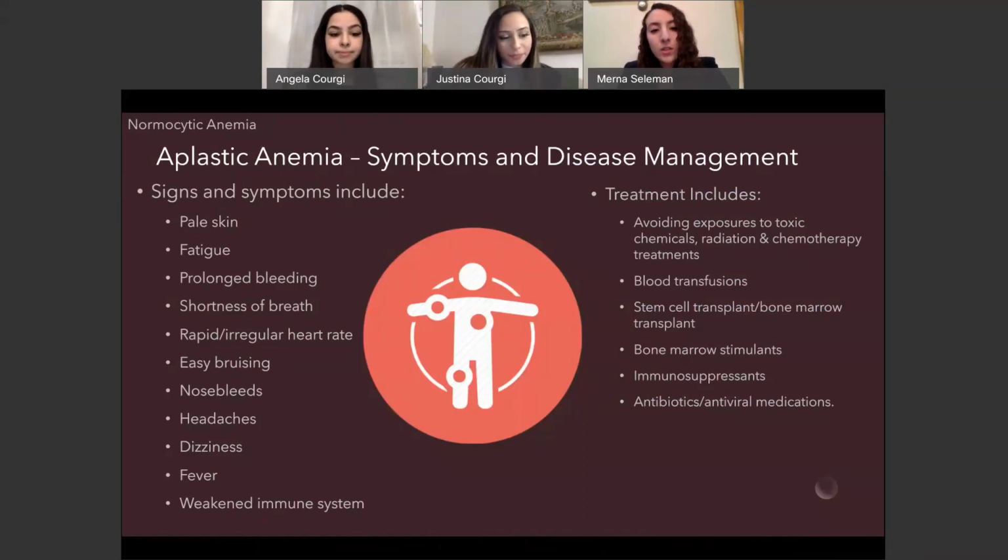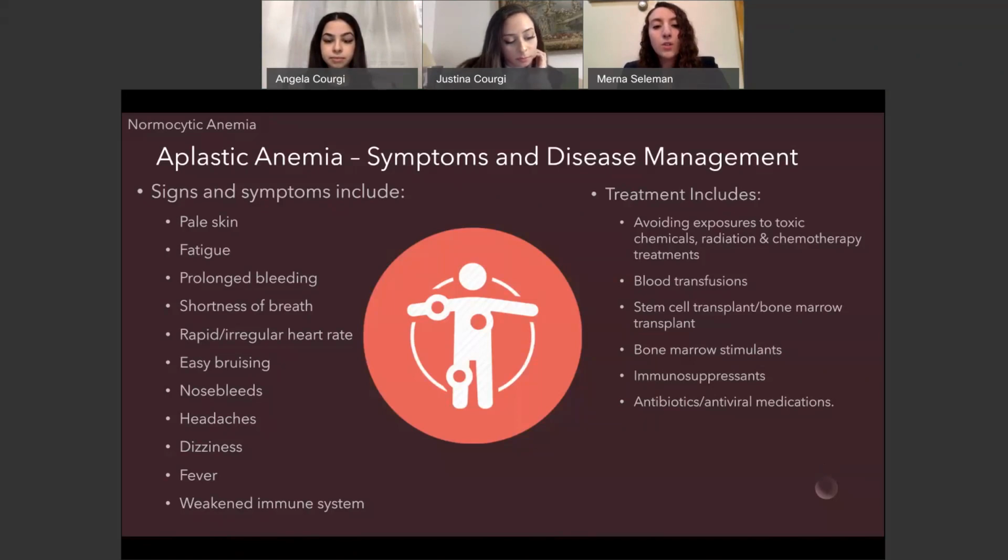And now on to the symptoms and disease management of aplastic anemia. People with aplastic anemia can be asymptomatic. However, common symptoms of aplastic anemia can include pale skin, fatigue, prolonged bleeding, shortness of breath, etc. Though there is no prevention for aplastic anemia, avoiding exposures to toxic chemicals may decrease risks, as well as terminating exposure to radiation and chemotherapy treatments.